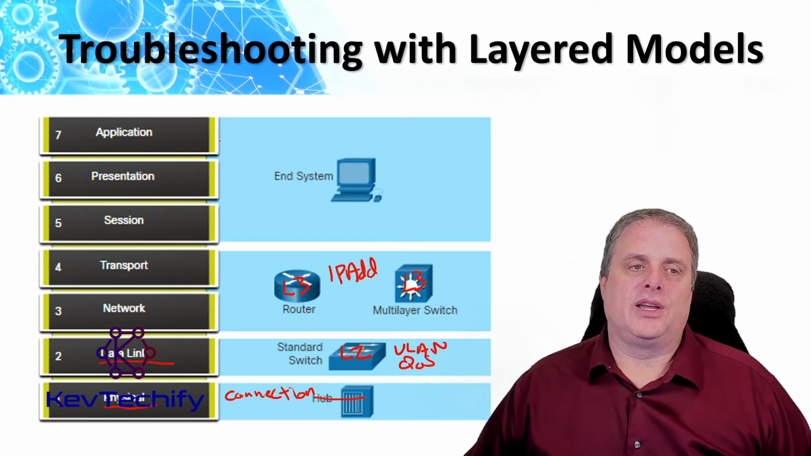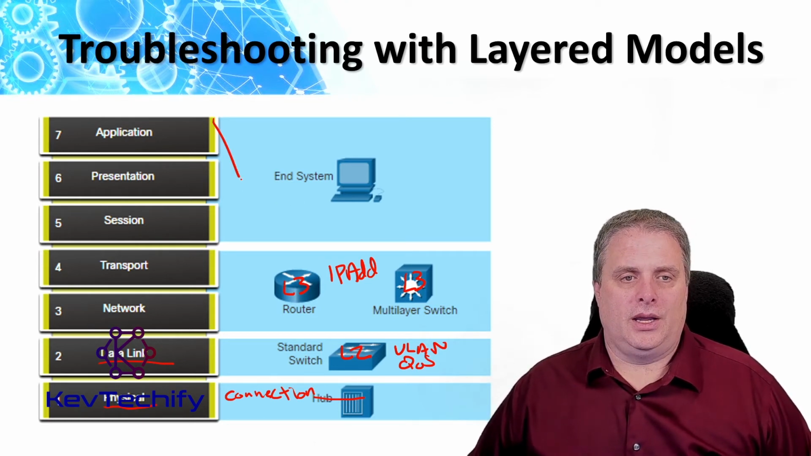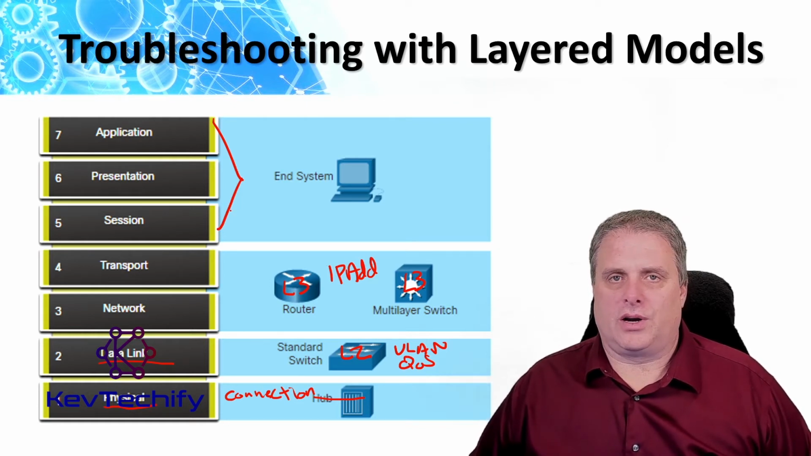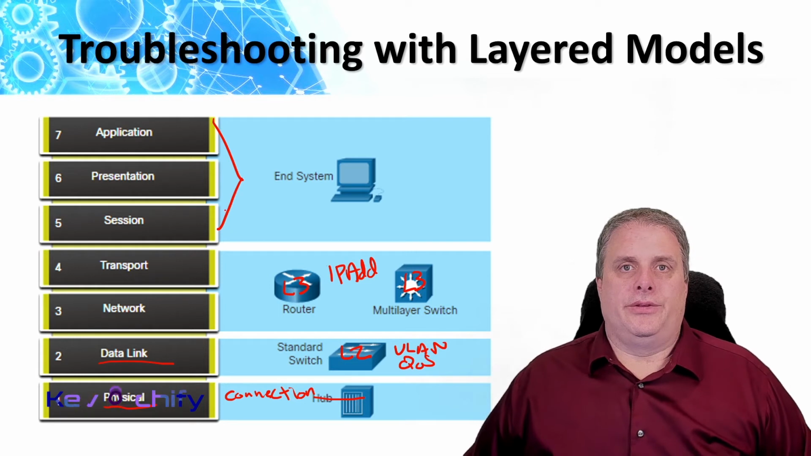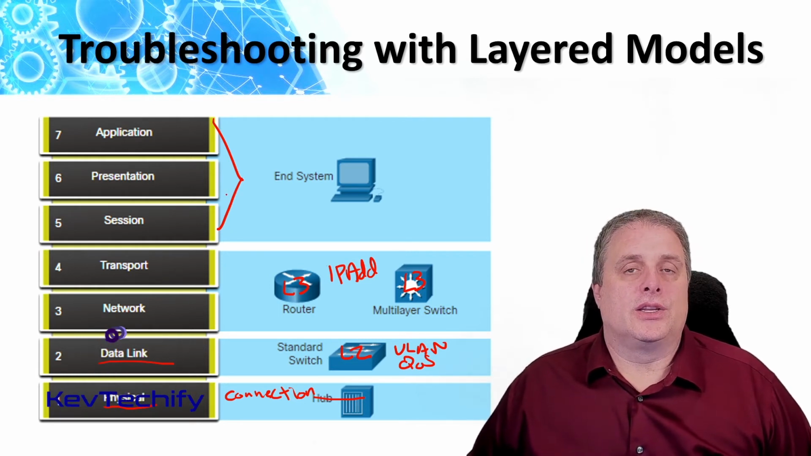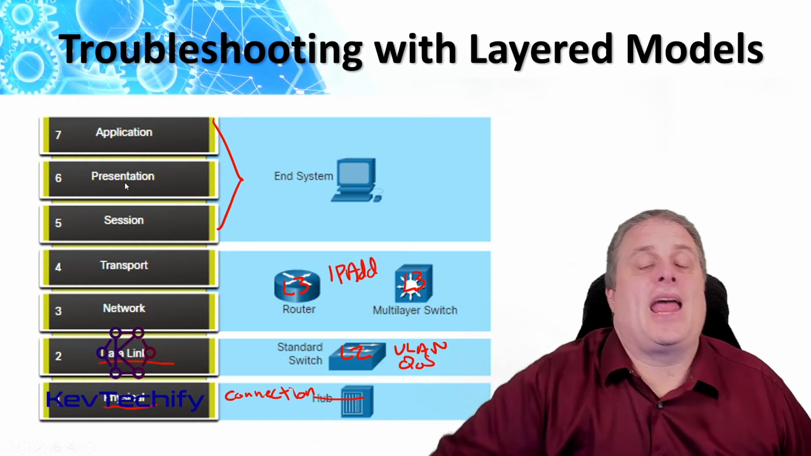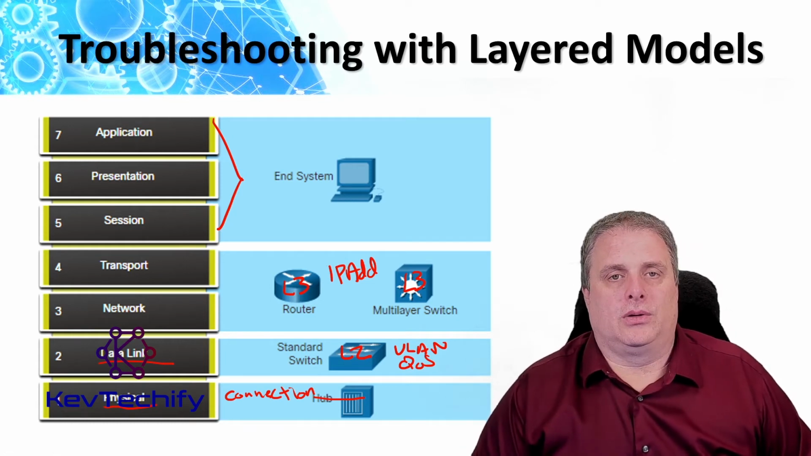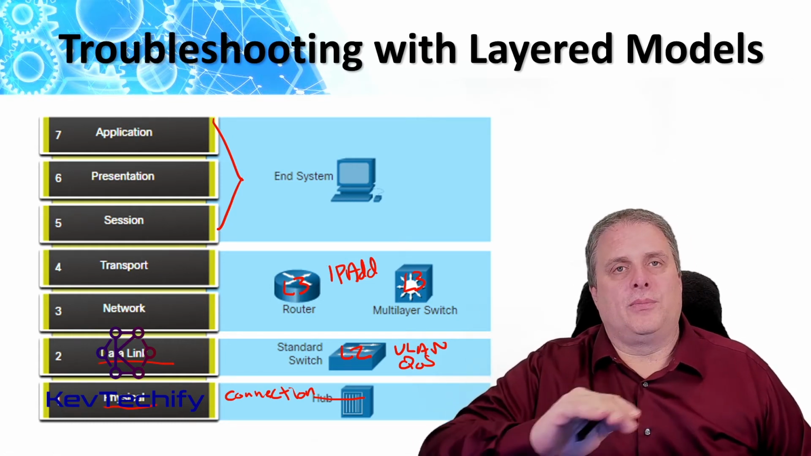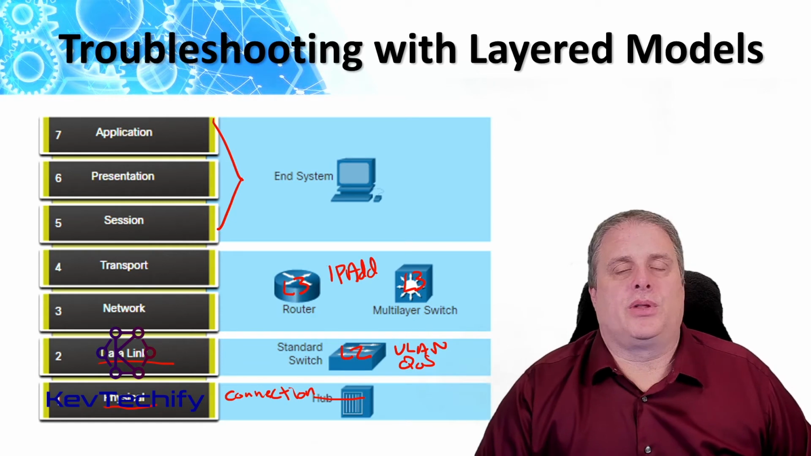And then you can start looking at the end system in the top 3 layers. Is the software correct? Is there malware installed? Do they actually have the application installed? Do they have permissions to use that application on their account? And looking at it from the OSI model is a nice place to start.